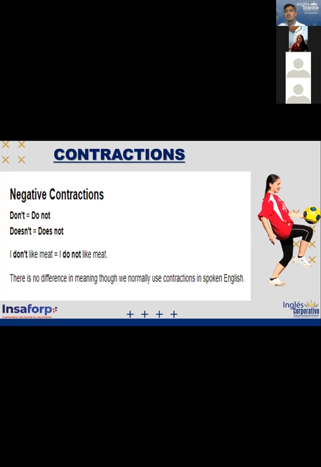That's the same thing. There's no difference in meaning, though we normally use contractions in spoken English. So my suggestion for you guys is to get used to contractions, because normally Americans and people who speak English love to use contractions instead of saying the whole thing. When you say it, for example, it's easier to say I don't like meat than saying I do not like meat. Of course, the same thing. But it's easier while you're speaking English to use contractions instead of saying the whole thing.